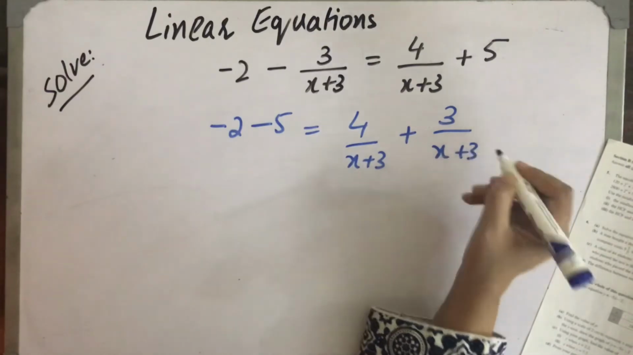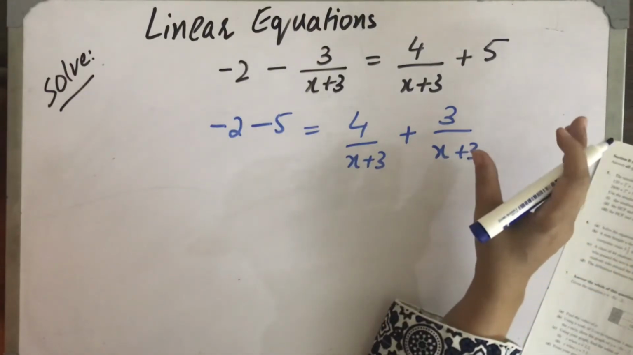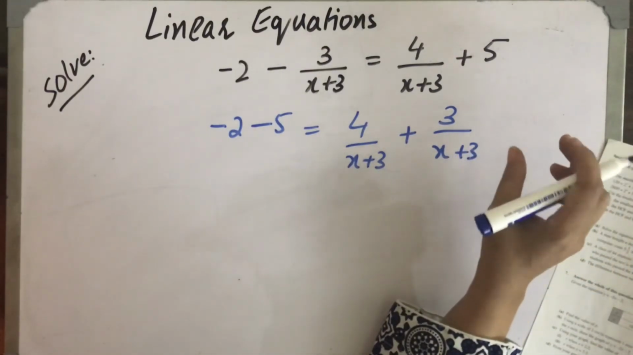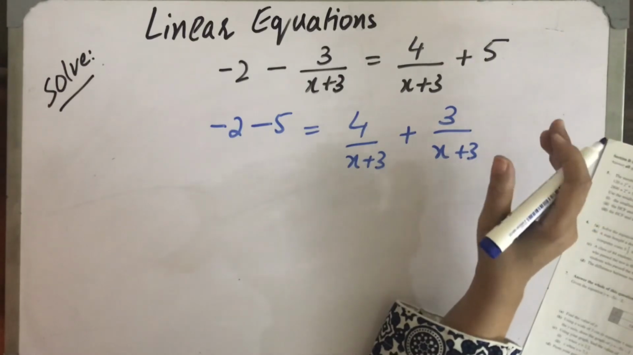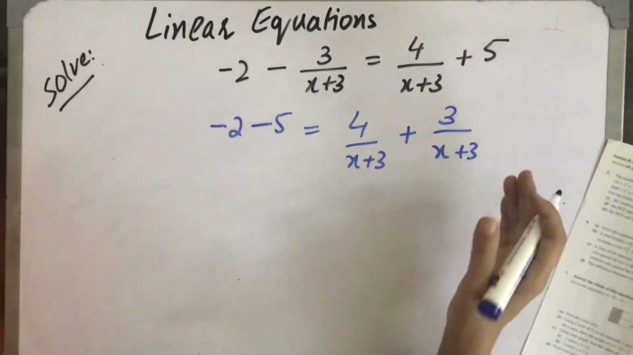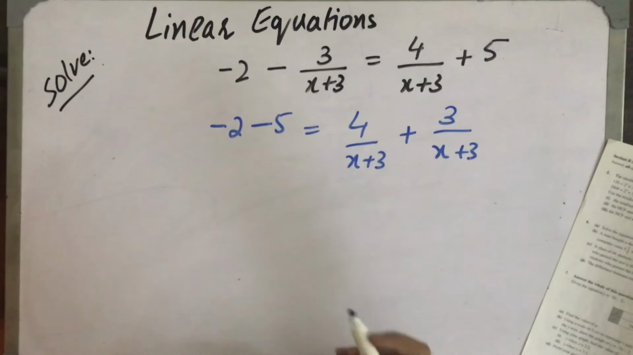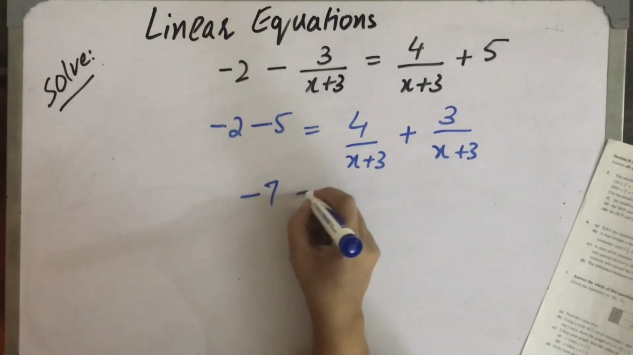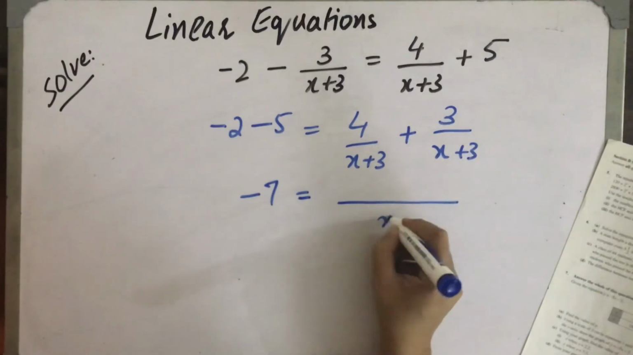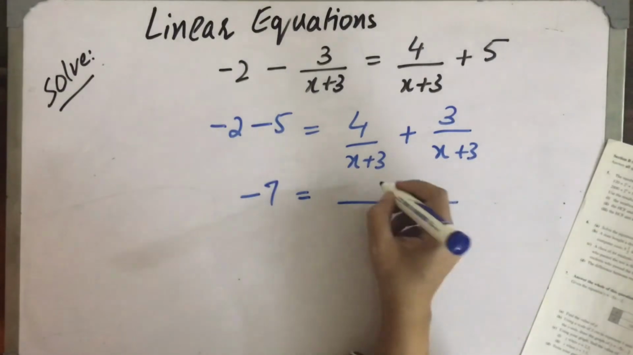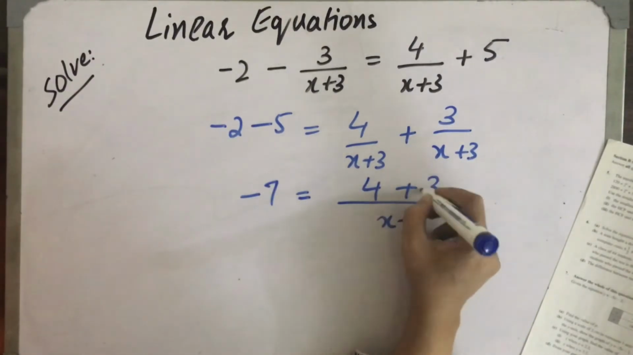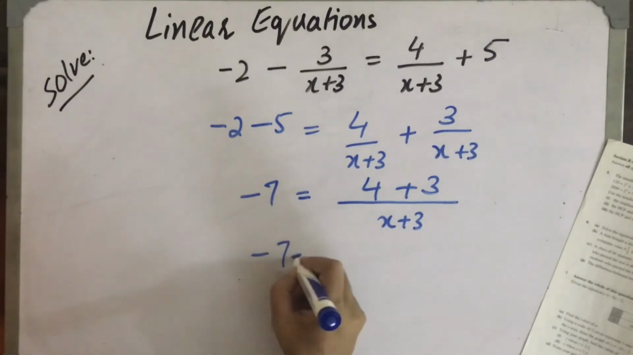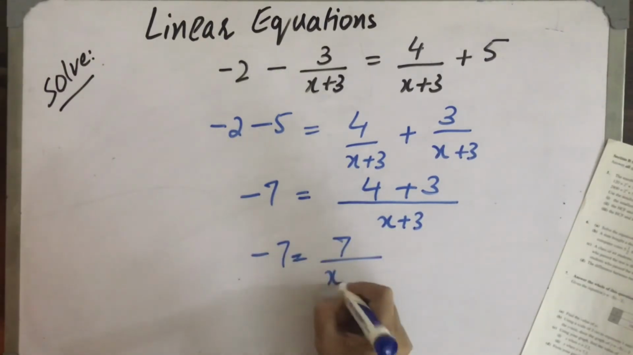So the first rule, which is very important in linear equations, is that when you shift some term from one side to the other side, it changes its sign. If it is positive, it becomes negative, and if it is negative, it becomes positive. Now both are negative, we shall have minus 7. We have the same denominator, we shall write it once. We shall add 4 and 3, it will be 7. Minus 7 equals 7 over x plus 3.